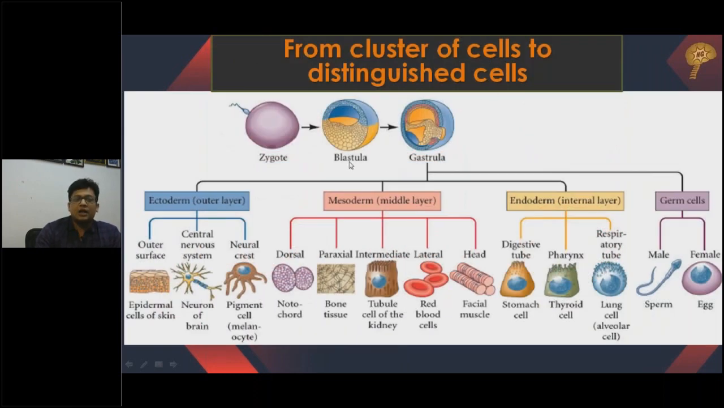From gastrula, it goes to 3 layers: ectoderm, mesoderm, and endoderm, and germ cells. And from ectoderm, it gives definite specific tissues. The central nervous system forms from the ectoderm. Then from the mesoderm, there are the notochord, bone tissue, red blood cells, facial muscles. From endoderm, it forms the digestive or stomach cells, the thyroid cells. So it differentiates into specialized cells.